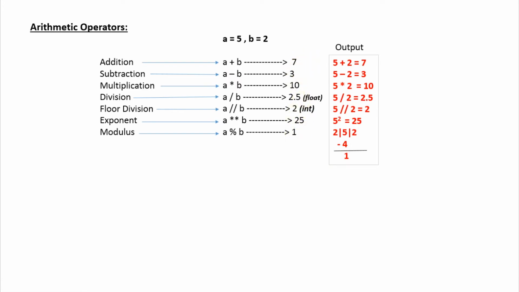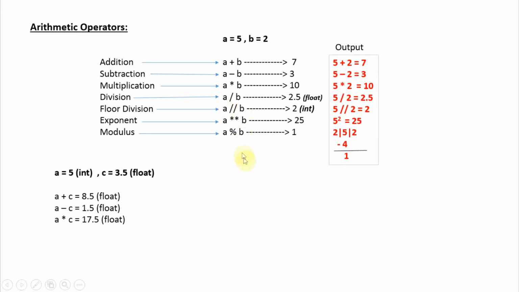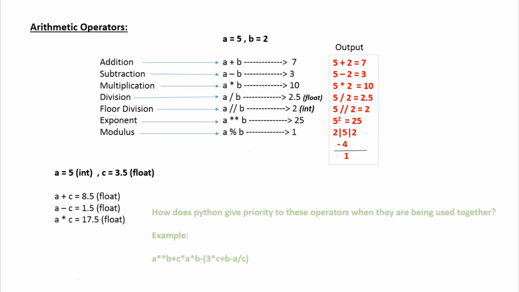You can see here both a and b are integers, right? So what will happen if we take one integer value and one float value? Like this, all the results will be in float. As you can see here, we have used a single operator for a single operation, right? So what will happen if we take more than one operator for a single operation? Like this, we have combined multiple operators: addition, exponent, subtraction, multiplication, division.